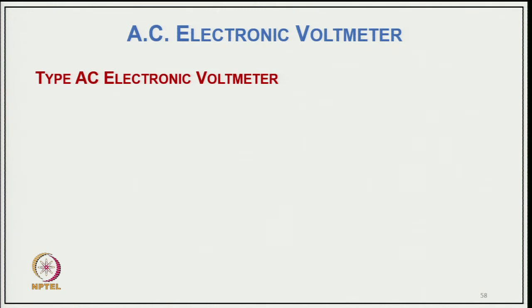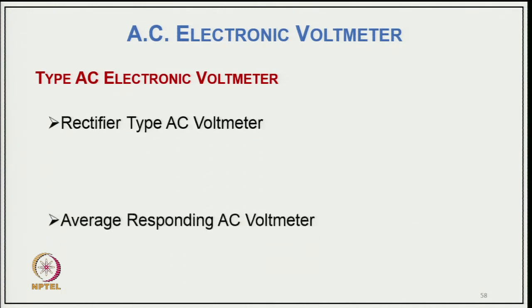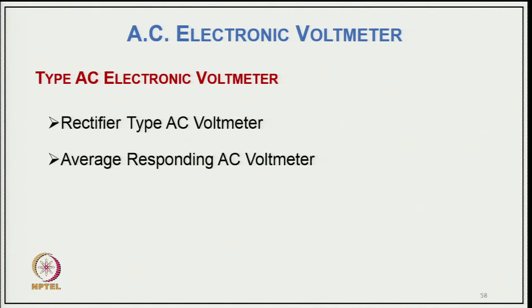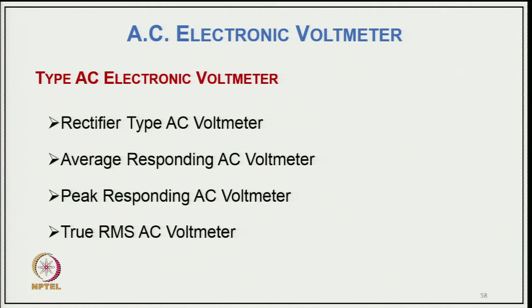So, the types of AC electronic voltmeter are the rectifier type AC voltmeter, average responding AC voltmeter, peak responding AC voltmeter, and RMS AC voltmeter.